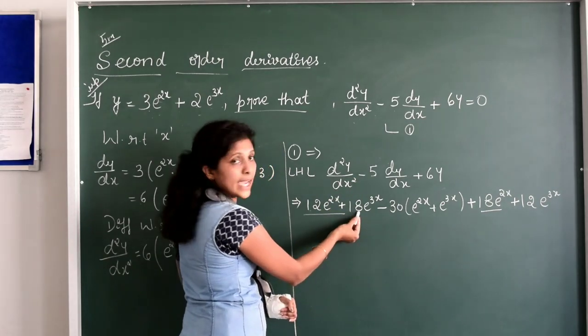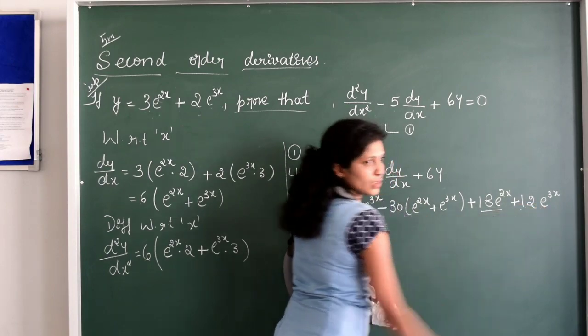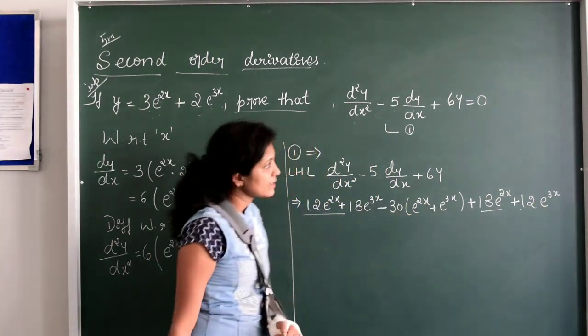One more time here. 18 e to the power 3x is there, and here plus 12 e to the power 3x. So it will be 30 e to the power 3x minus 30 e to the power 3x.